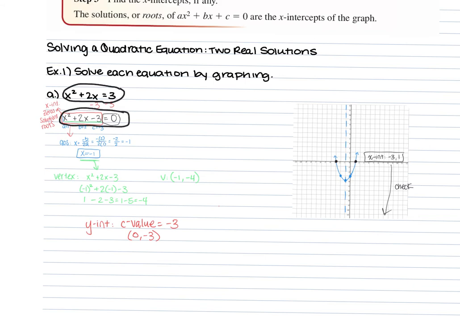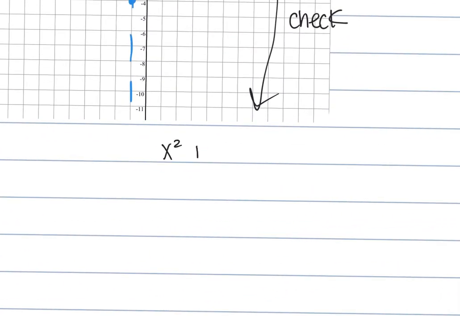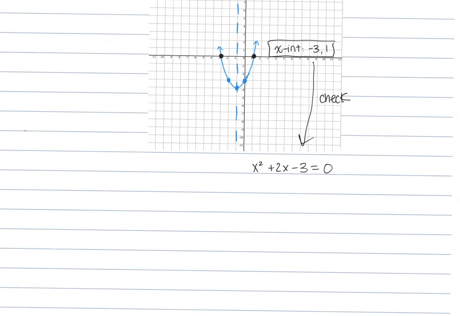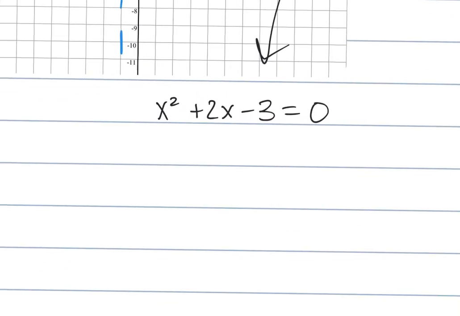So it's x squared plus 2x minus 3 equals 0. And then we're going to check by plugging in. So we're going to say, all right, x equals negative 3. That's one of our solutions. And then we're also going to have to check x equals 1.